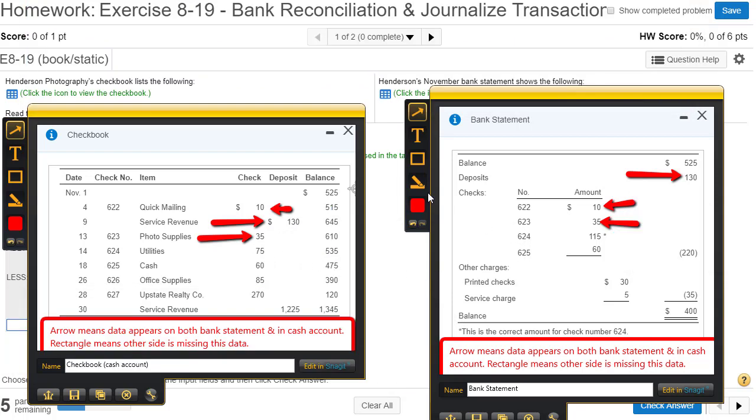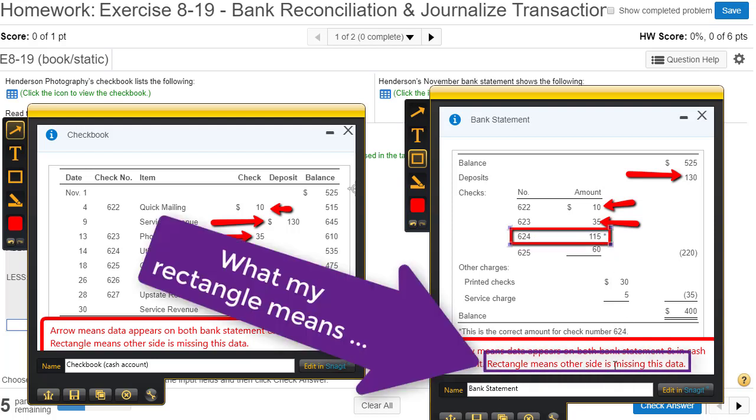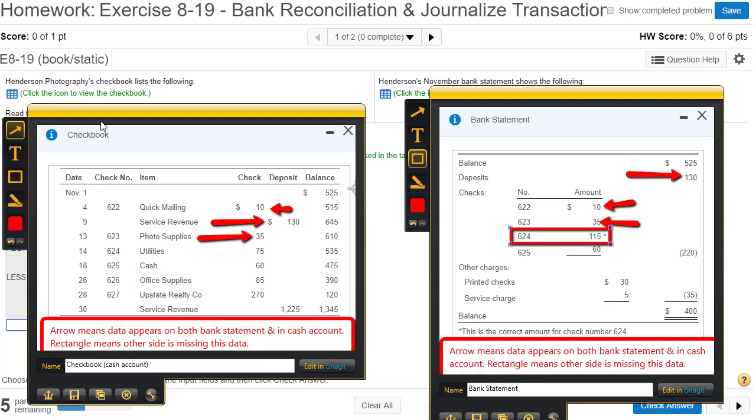So what I'm going to do is use a rectangle. Now remember, the rectangle means the other side is missing the data. So this is the correct side. That means this checkbook is wrong for check number 624, the $75. And I will show you how we fix that later. So moving down, we've got check 625 for $60. We can check that off on both sides because that is correct.